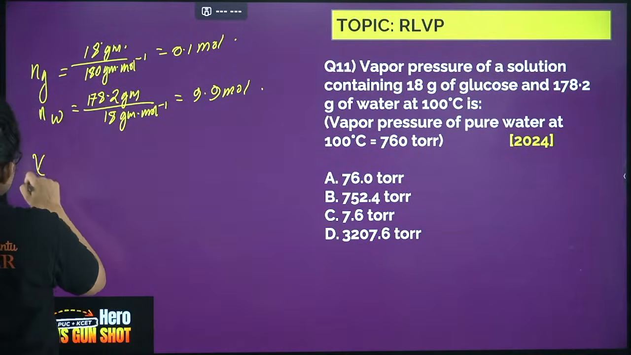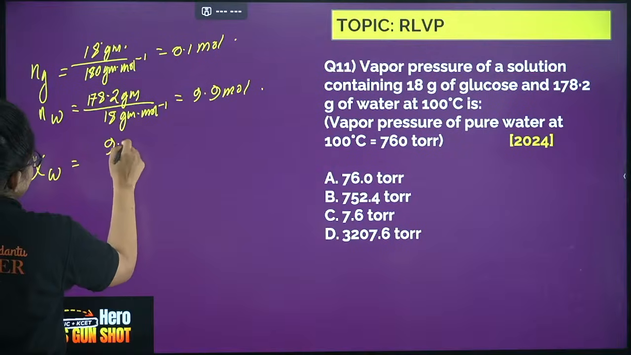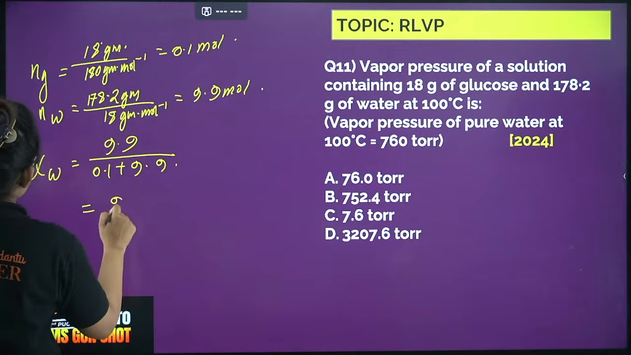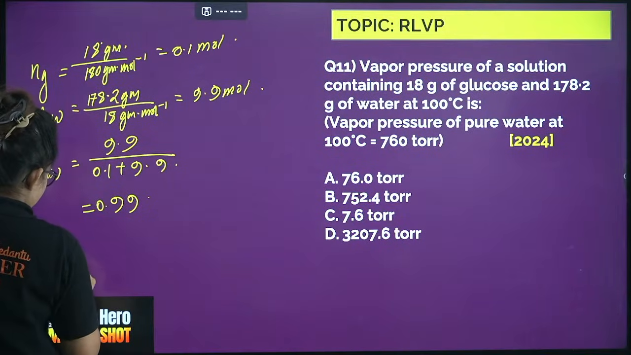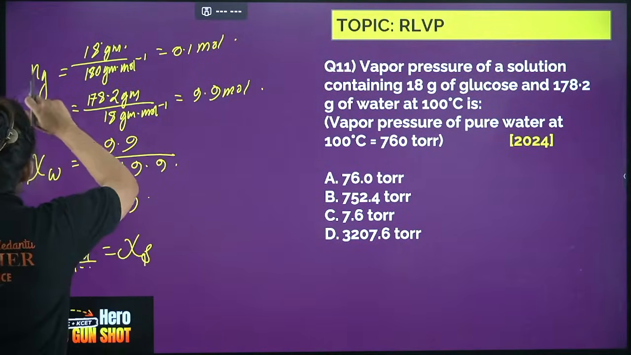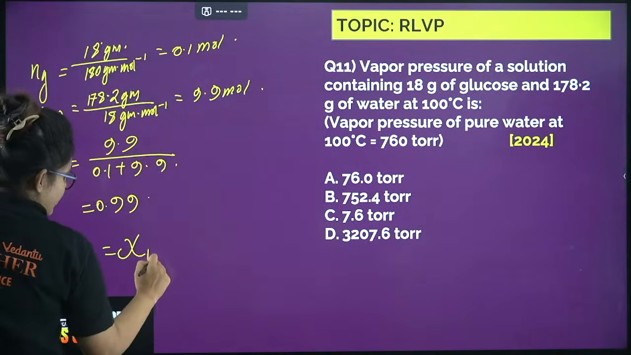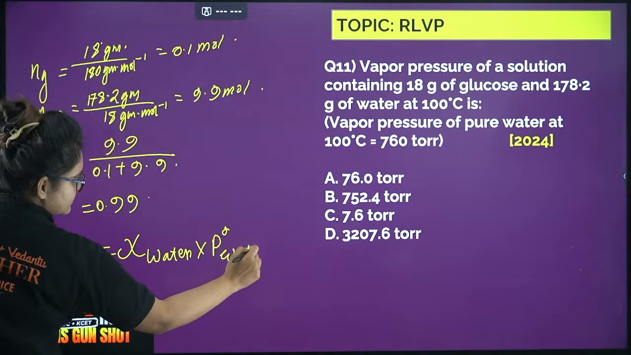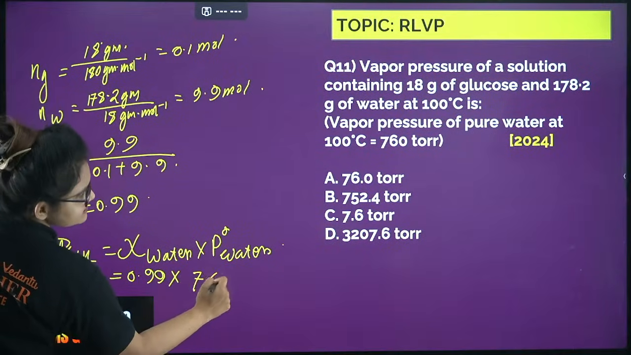Okay, so now let's calculate the mole fraction of water in the same way as the last one we did, that is 9.9 divided by 0.1 plus 9.9. So if you calculate, it will come as 0.99, right, 0.99. So now again the pressure of the solution I can calculate: pressure of the solution will come as mole fraction of water into P0 of water. That is basically 0.99 into 760 torr.